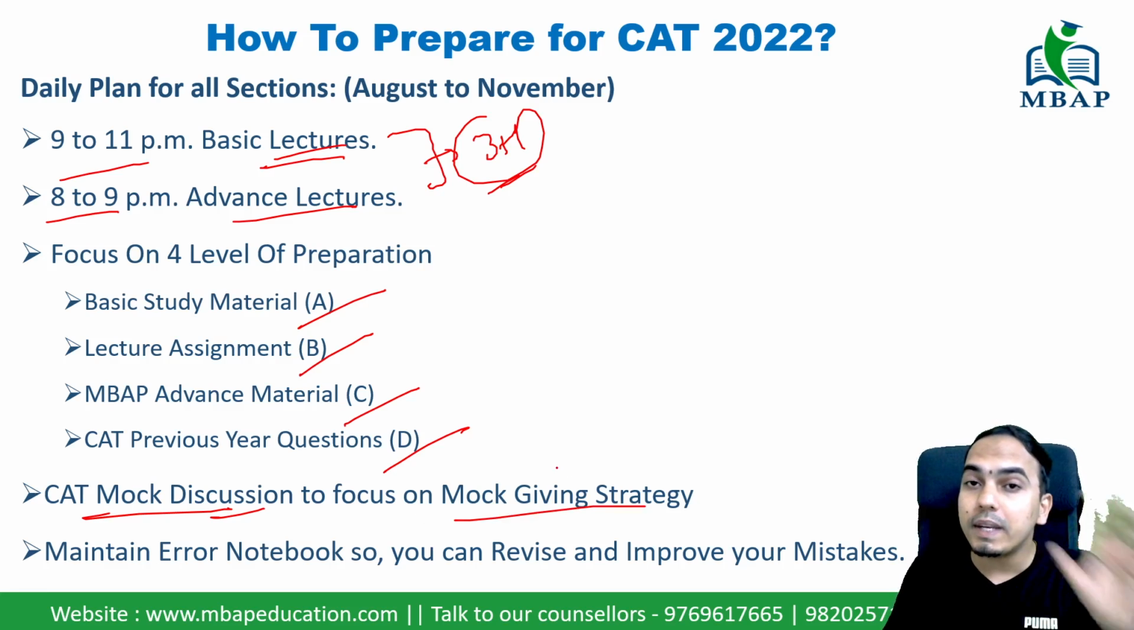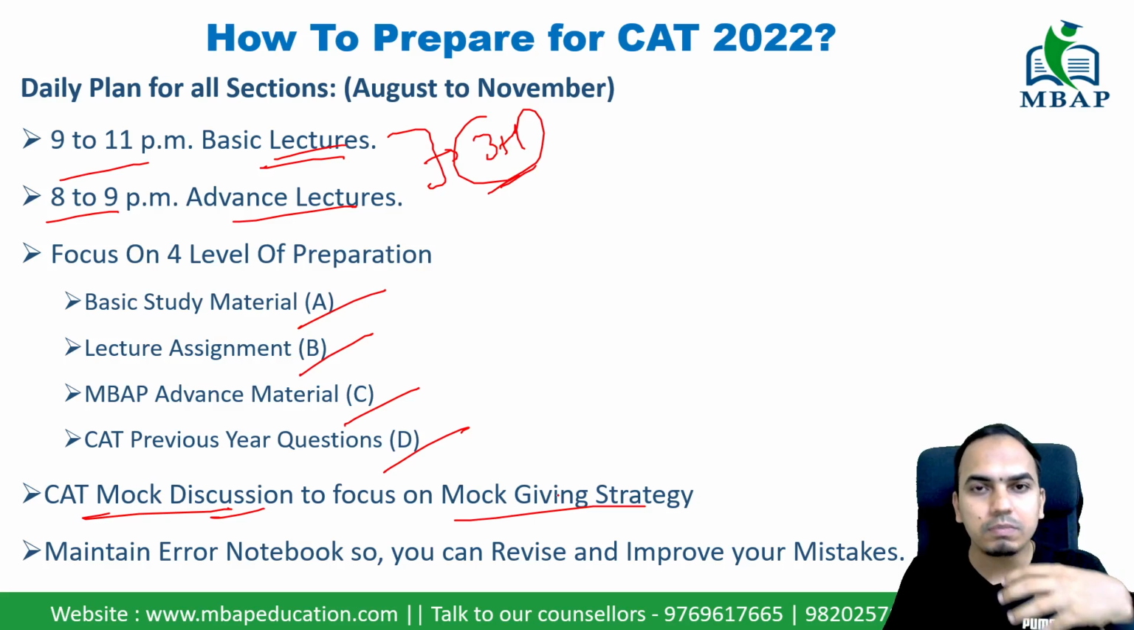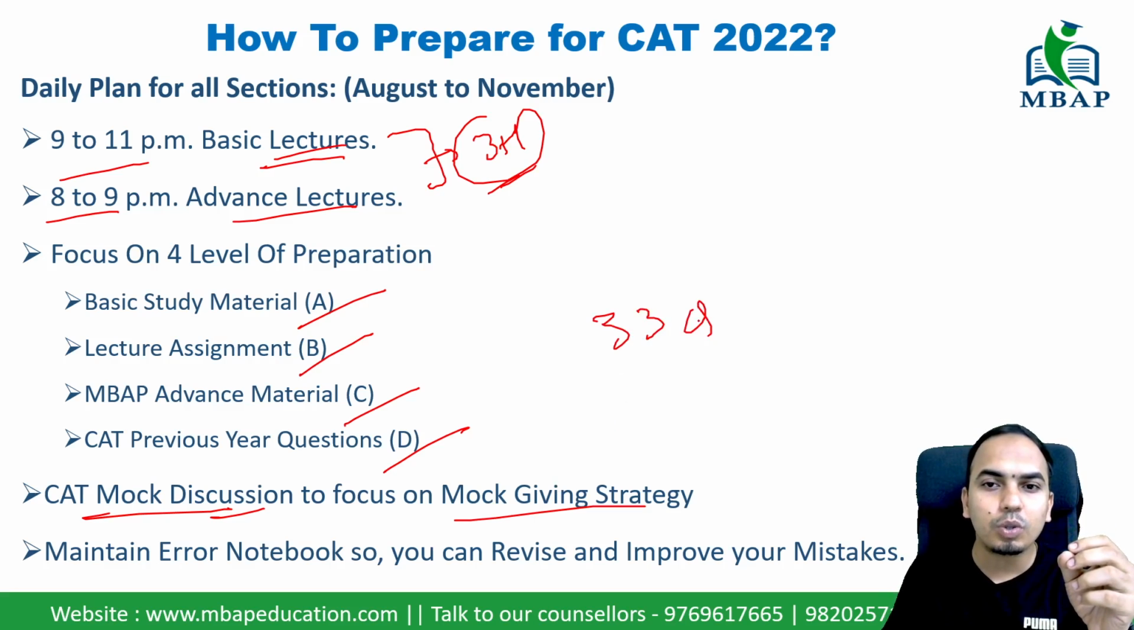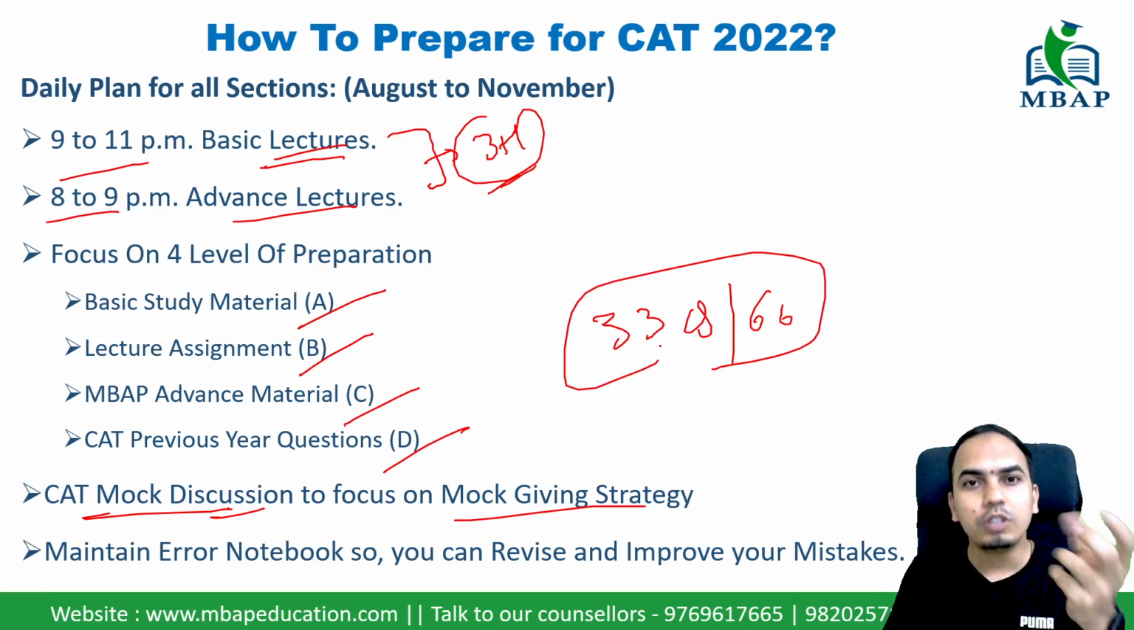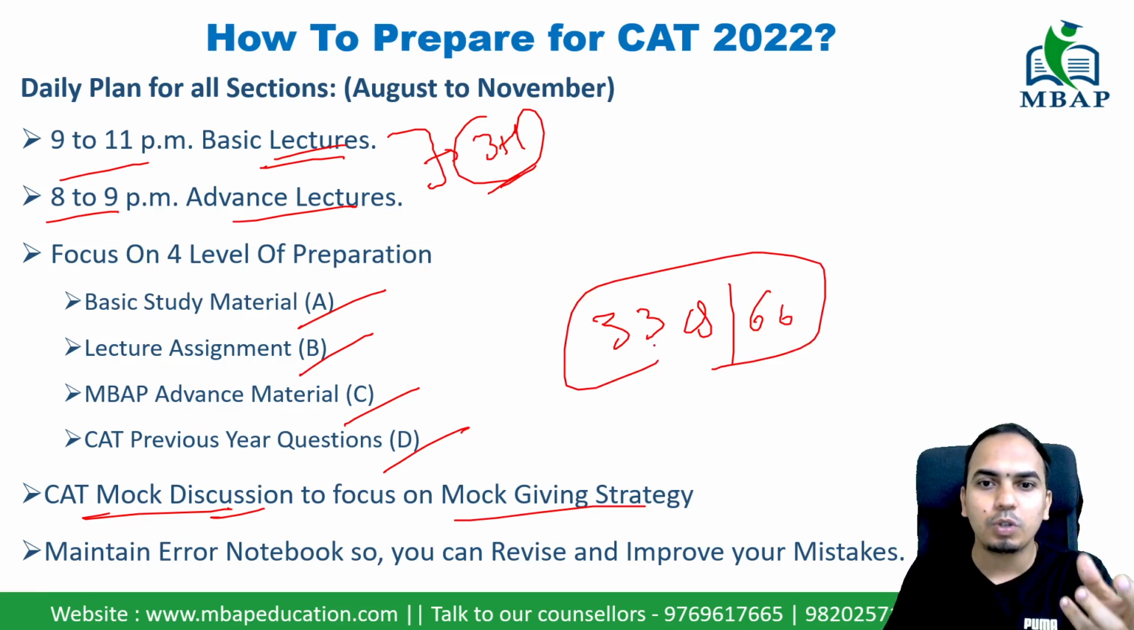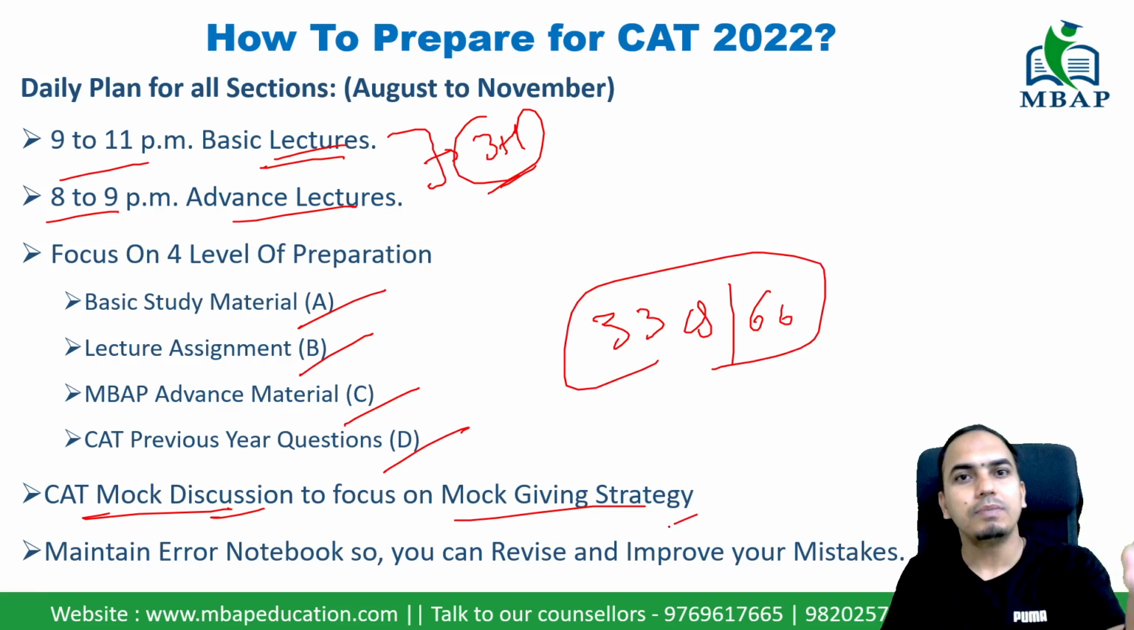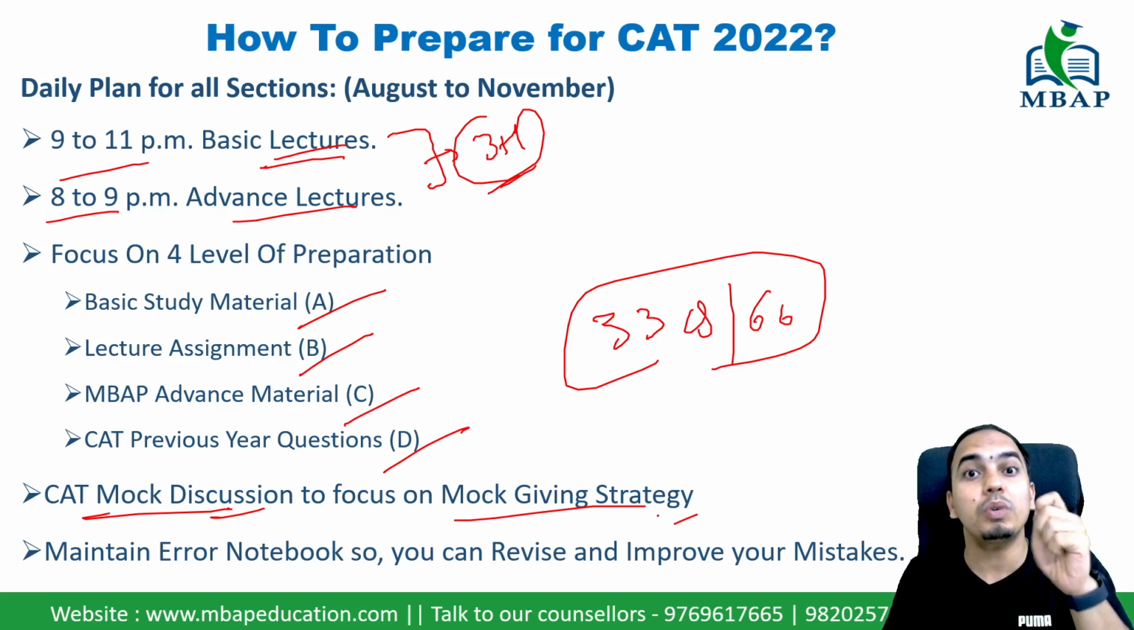I have told you many times in the past, this is not only about studying and doing more and more questions. It is all about strategy, because you just have to do 33 questions correct out of 66 to get a 99% in CAT. You need only 10-12 questions done out there to clear, let's say, close to 90-95%. So it is more about the strategy in which you are going to give the mock.